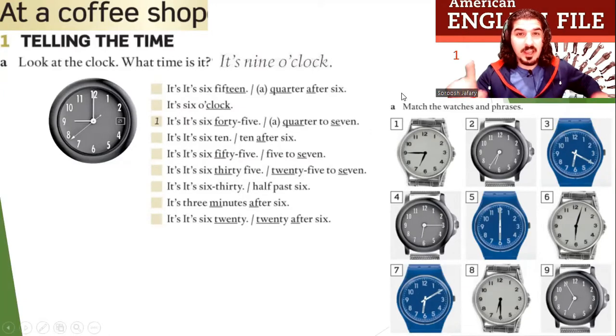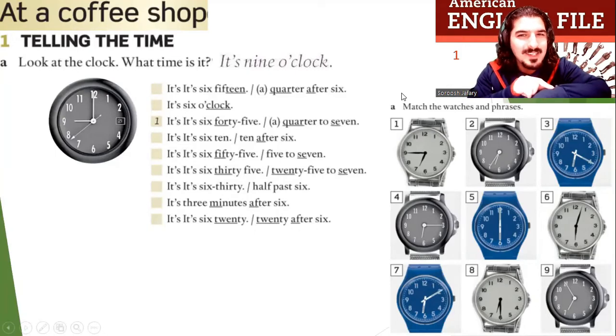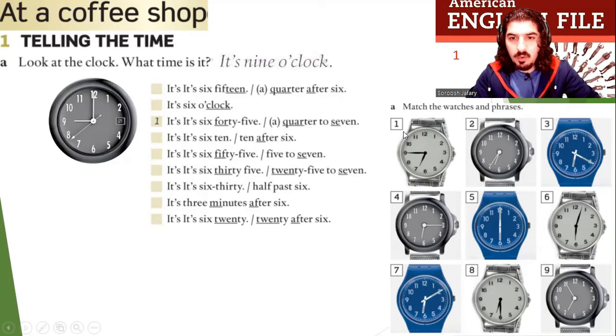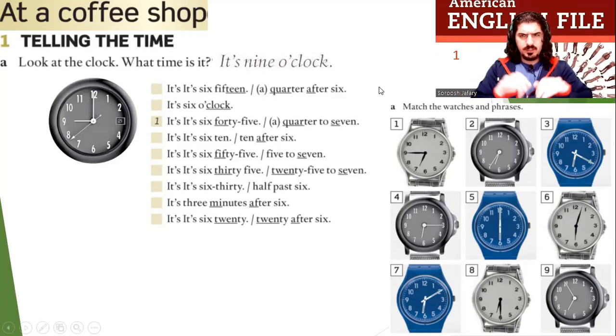1, 2, 3, 4, 5, 6, 7, 8, 9. Everybody, what time is it? Match the watch with the time. For example, number 1, what time is it? It's 6:45. Or it's a quarter to 7. Very nice. Do it.